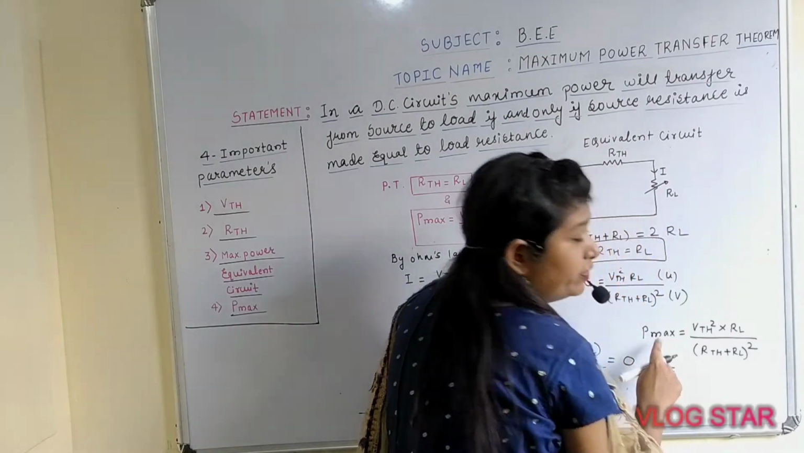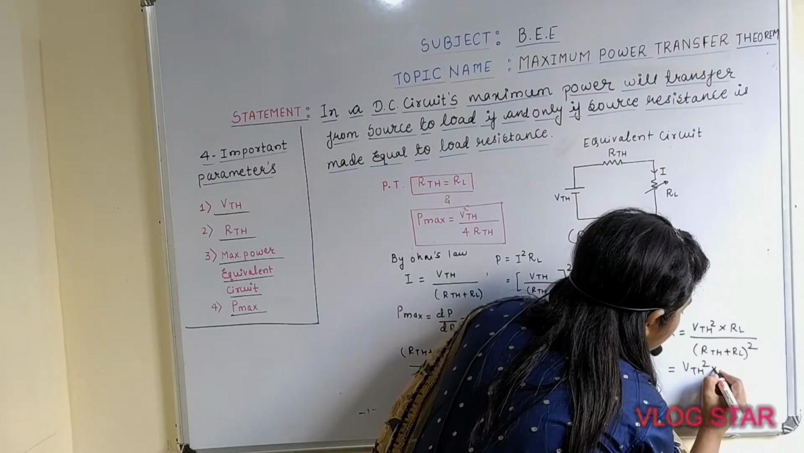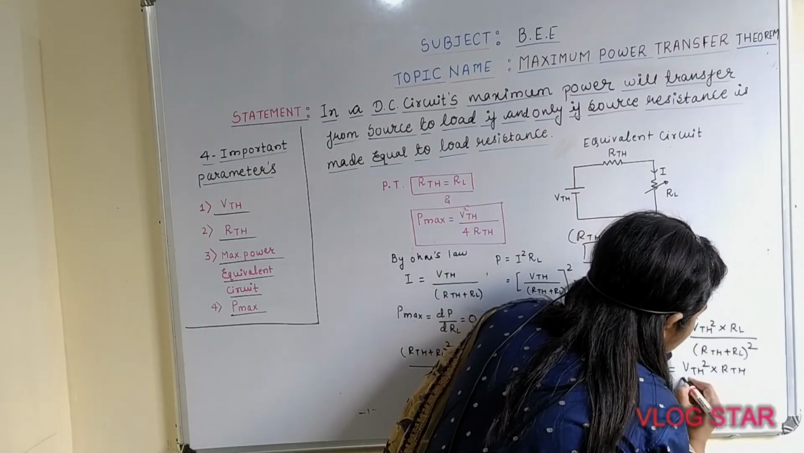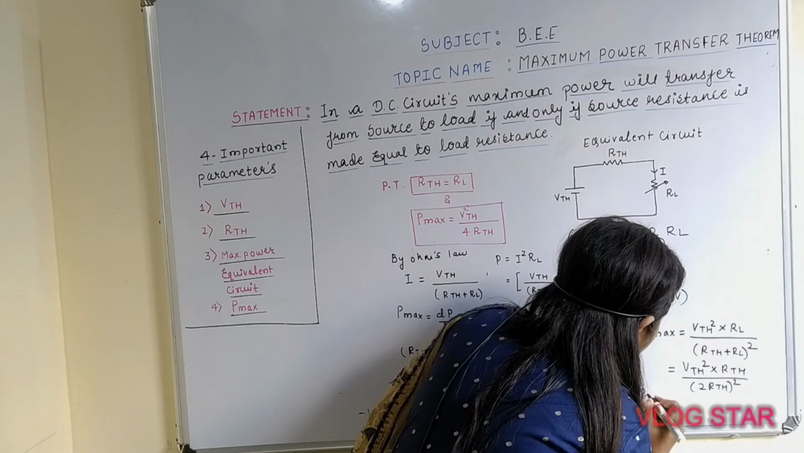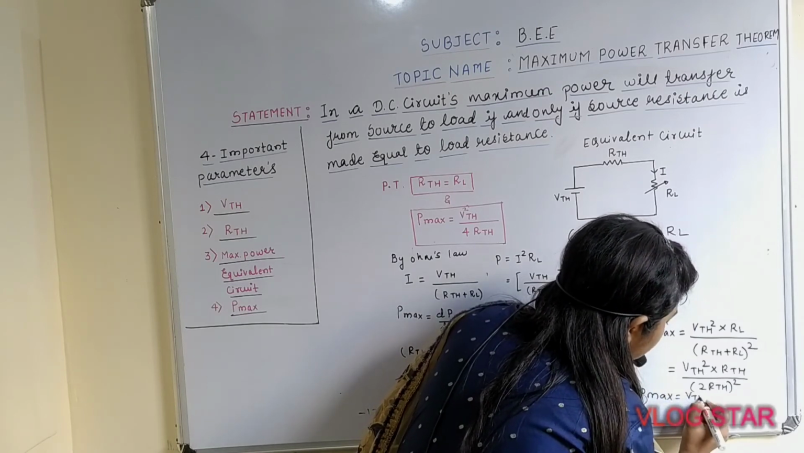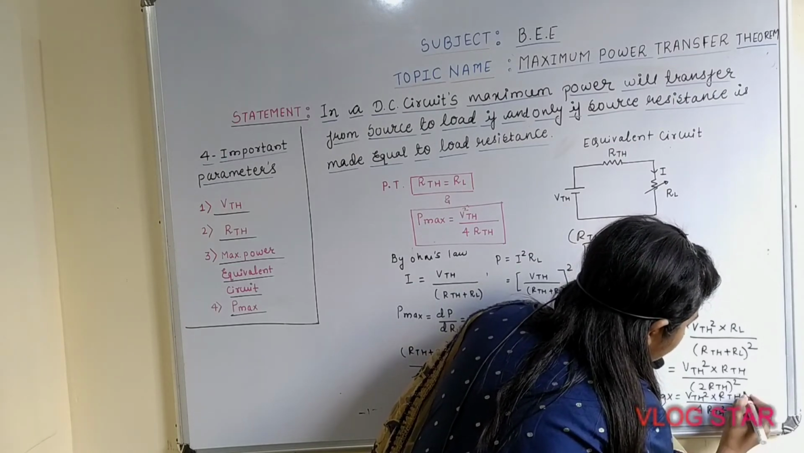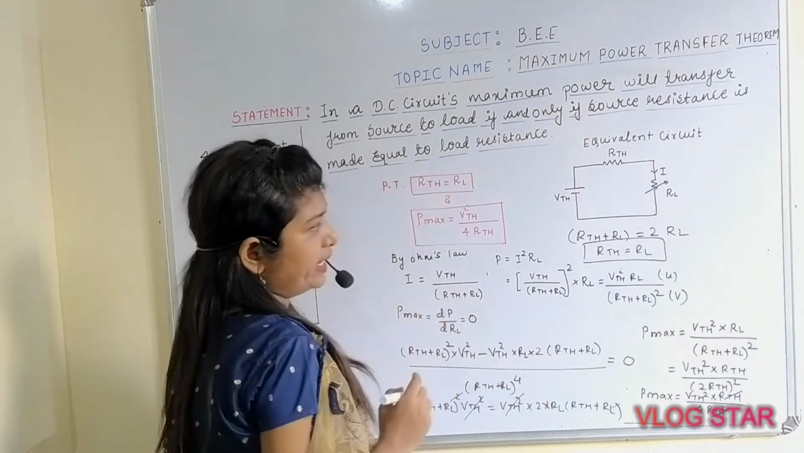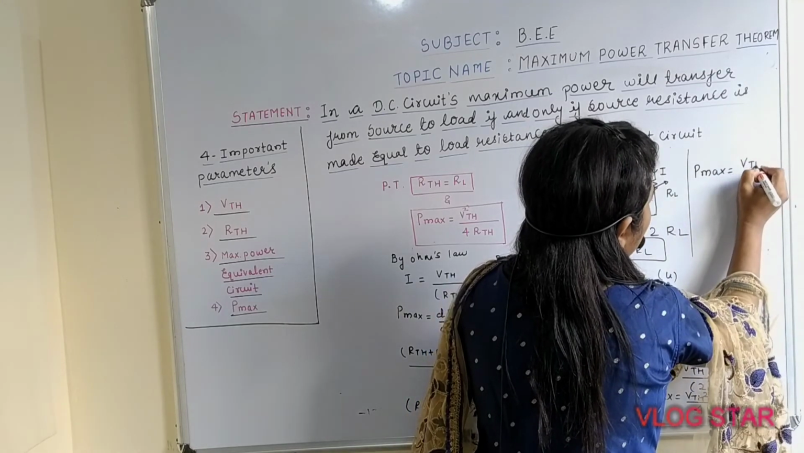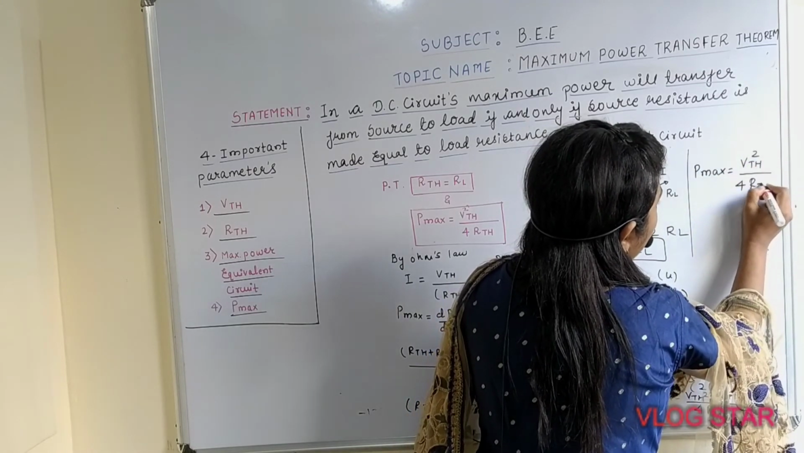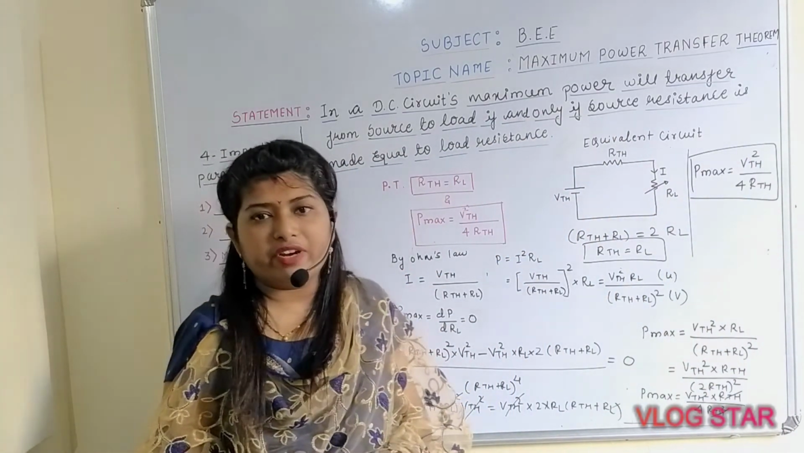What is the condition for maximum power transfer? RL is equal to RTH. So it will become VTH square into RTH upon 2 RTH whole square. So P max is equal to VTH square into RTH upon 4 RTH square. This RTH and this RTH will get cancelled. So what will you get? P max is equal to VTH square upon 4 RTH. I hope you have understood the proof for the maximum power transfer theorem.